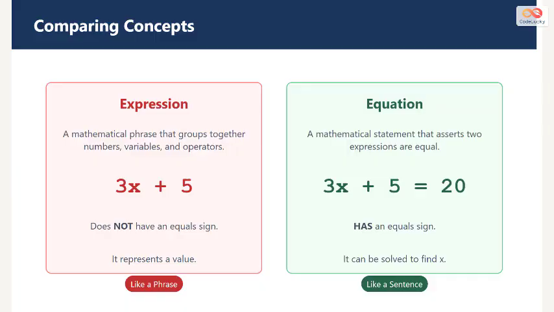It is crucial to know the difference between an expression and an equation. An expression is like a phrase in English. It groups numbers and symbols, like 3x plus 5, but it doesn't make a full sentence. An equation, on the other hand, has an equals sign. It asserts that two sides are equal, like 3x plus 5 equals 20. An equation is like a complete sentence that can be solved.